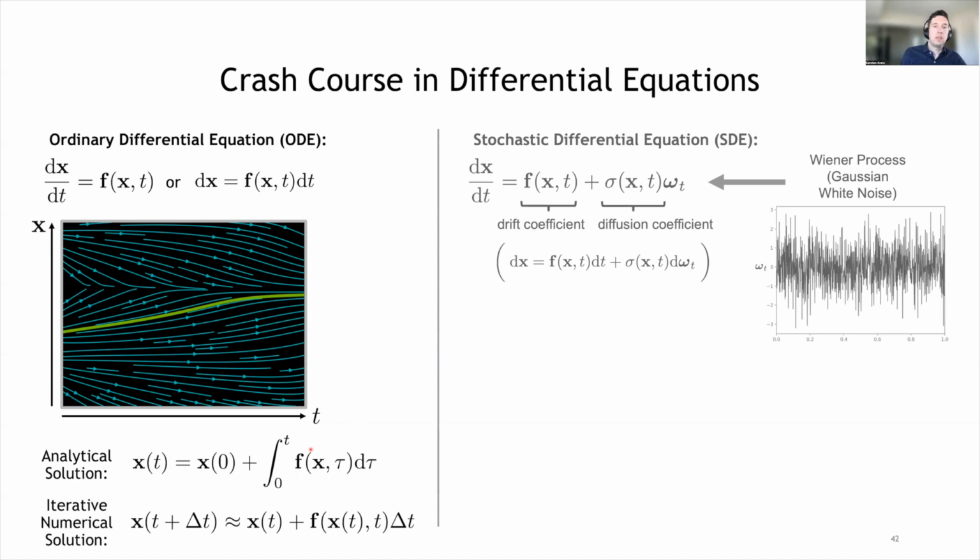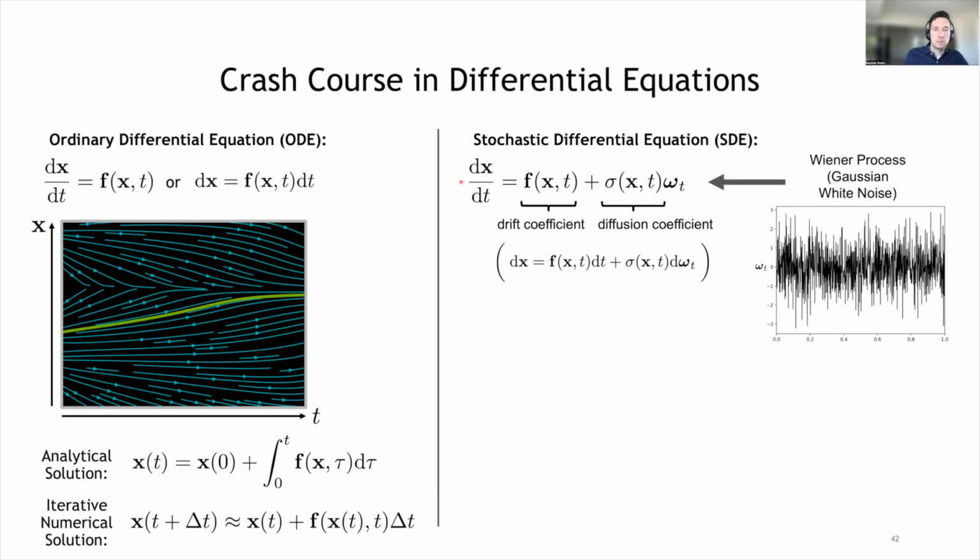So now there are also stochastic differential equations. This is a little bit more complex. These stochastic differential equations now have an additional term, this term sigma of x and t, times this term omega of t. So what is all this? First of all, omega, this is called a Wiener process. And what this is in practice is really just Gaussian white noise.